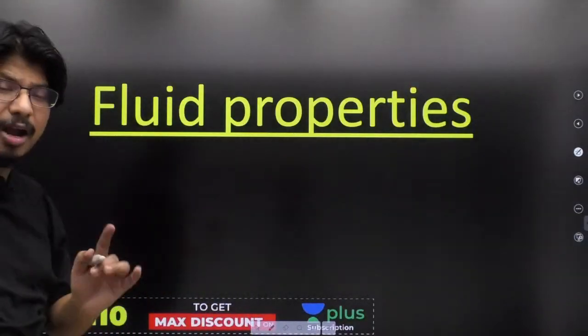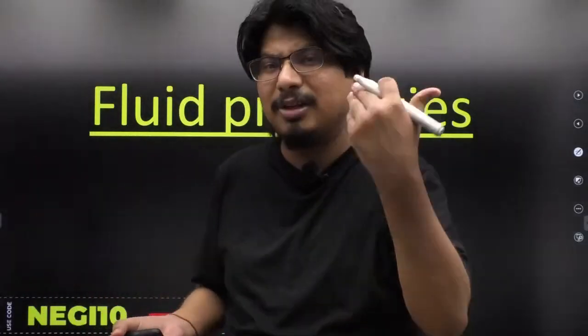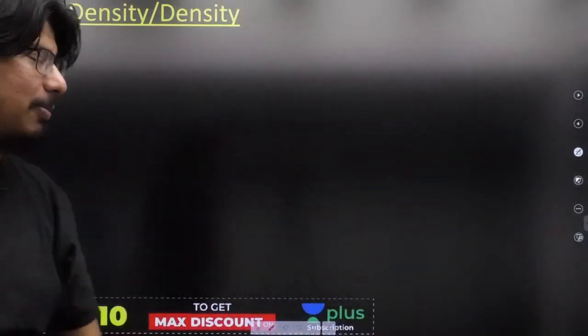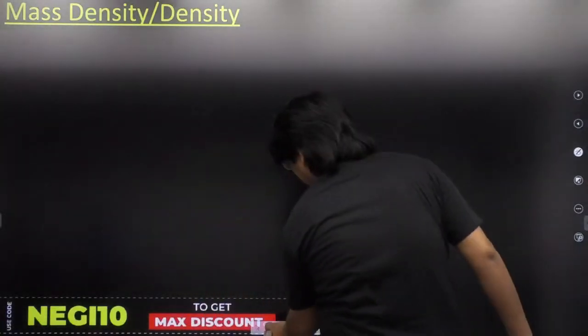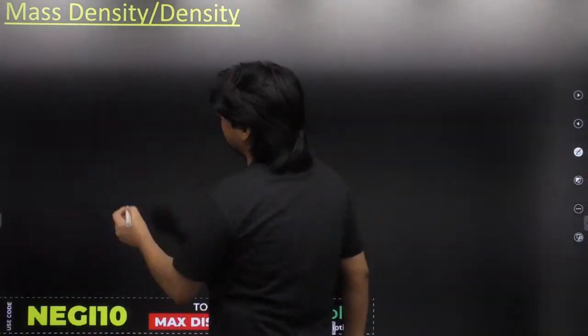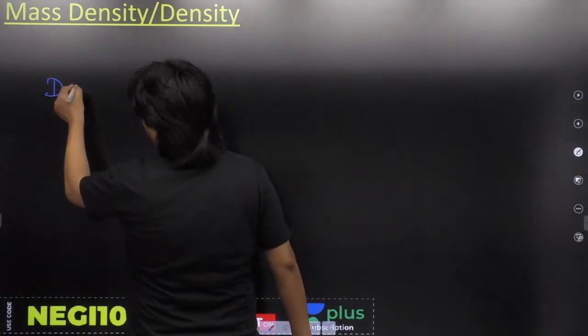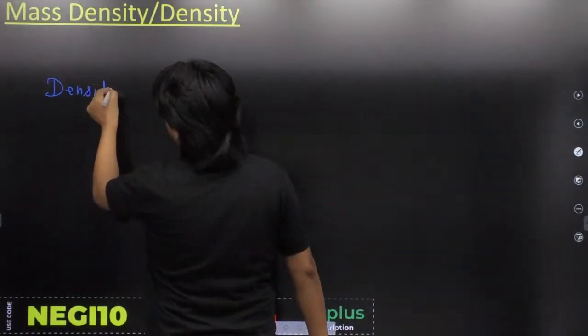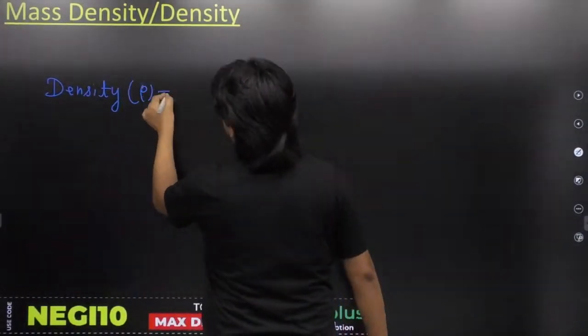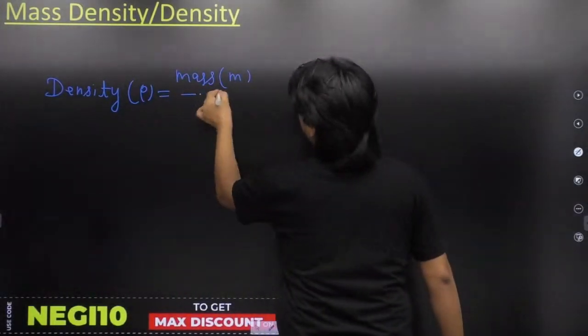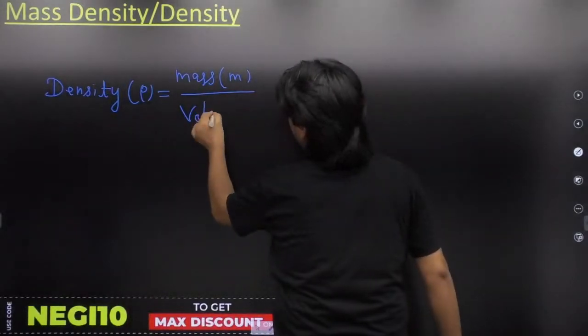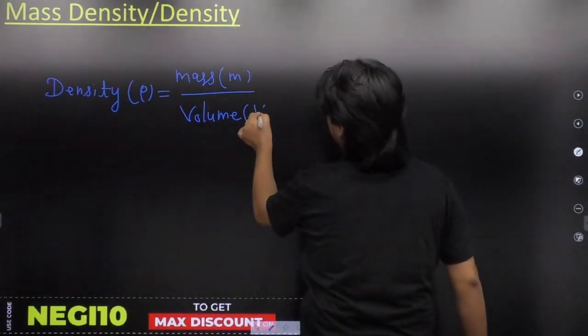Now, we started chapter number 1, fluid properties. We have discussed the fluid, then we started fluid properties. What is a fluid property, my friends? First thing, density, mass density. What is density? What formula of density did I tell you? Anyone remembers? Density, in bracket rho, is equal to mass, in bracket m, divided by volume, in bracket capital V.